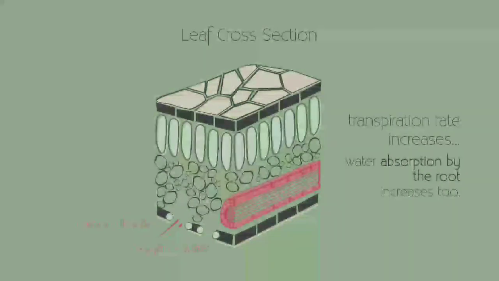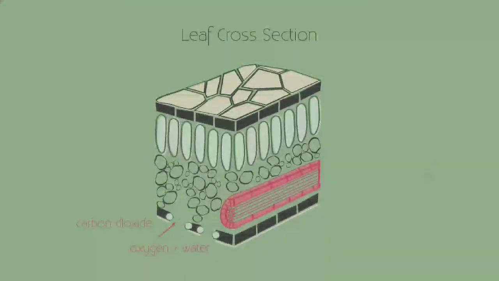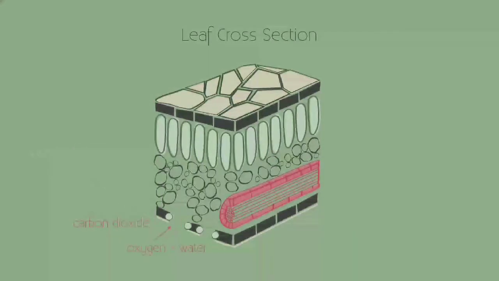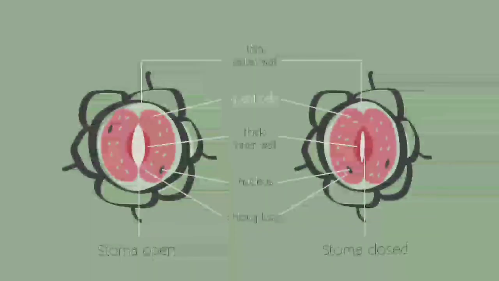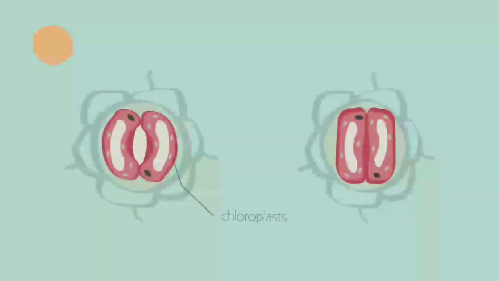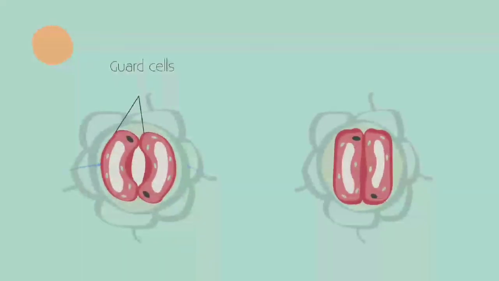When water is scarce, or if the roots are damaged, the plant needs to reduce its transpiration rate by closing some of their stomata. There are guard cells on either side of the stomata, which regulate this. During daylight hours, chloroplasts produce sugar. This lowers the water potential of the guard cells, and they take in water by osmosis. This makes the guard cells turgid.